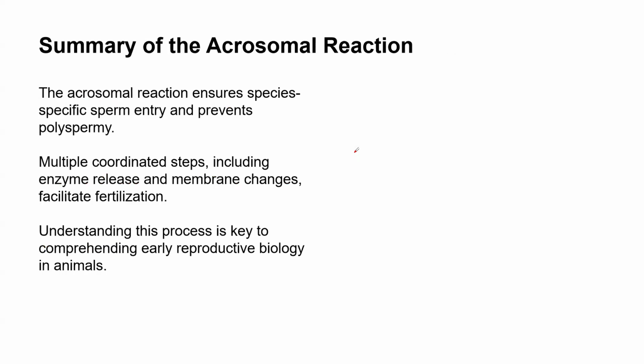So in summary, the acrosomal reaction ensures species-specific sperm entry and prevents polyspermy. That is why it's only when there is intercourse between human and human that there will be fertilization. So multiple coordinated steps, including enzyme release and membrane changes, facilitate fertilization. So understanding this process is key to comprehending early reproductive biology in animals.